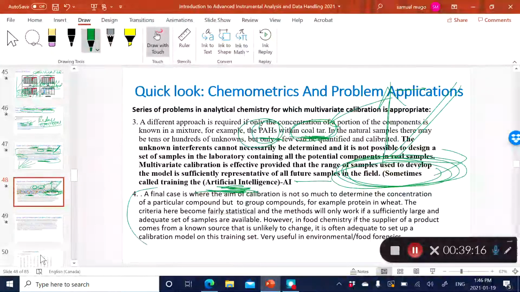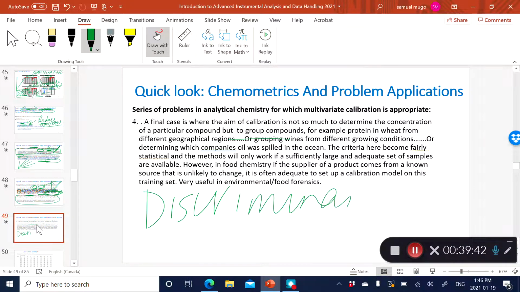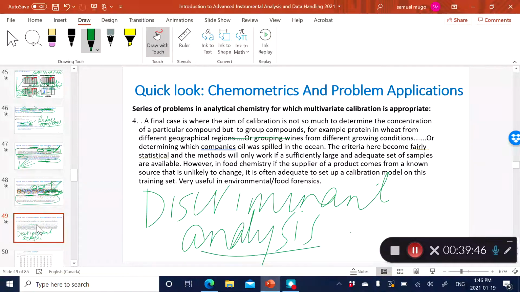Now the last case is this, where you are trying to not necessarily determine the concentration of the unknowns, but in this case, you're just trying to group different sample specimens and see if they relate with each other. Sometimes people call this discriminant analysis, and those of you in statistics, I'm sure you've come across it. I'll give you an example.